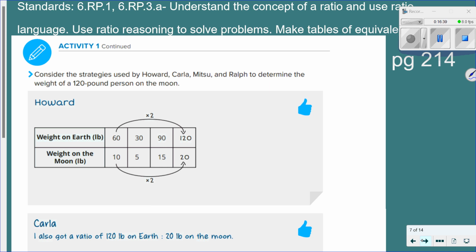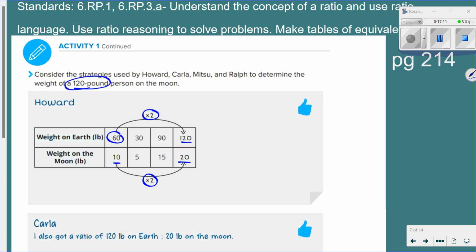So now we're going to look at different strategies. Howard, Carla, Mitsu, and Ralph all are looking at how to make a 120-pound person. So basically they're adding another column to the ratio table that we just built. Howard says, okay, well, if I'm going to go to 120, I can go back to 60. If I multiply that by 2, then I go to the 10. I also multiply it by 2. I know that that is going to be 120. Does that make sense? Yes.